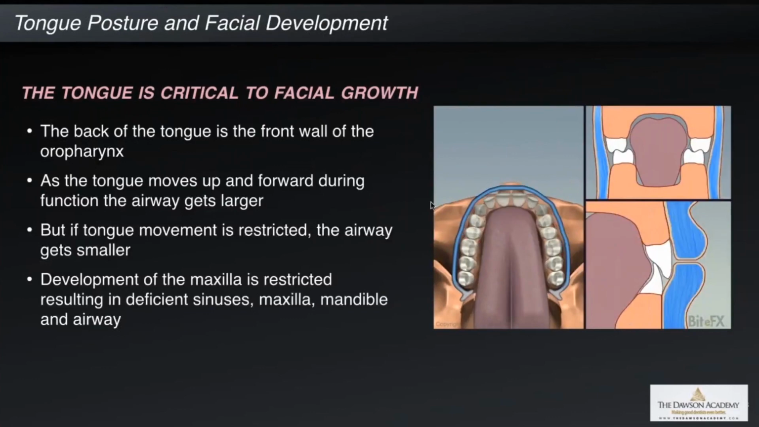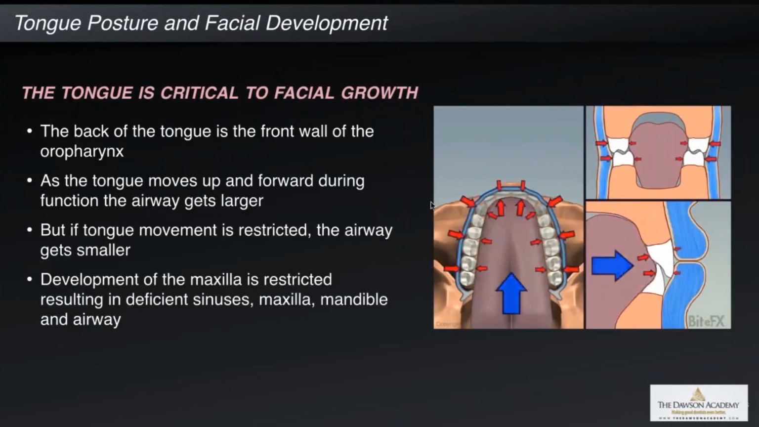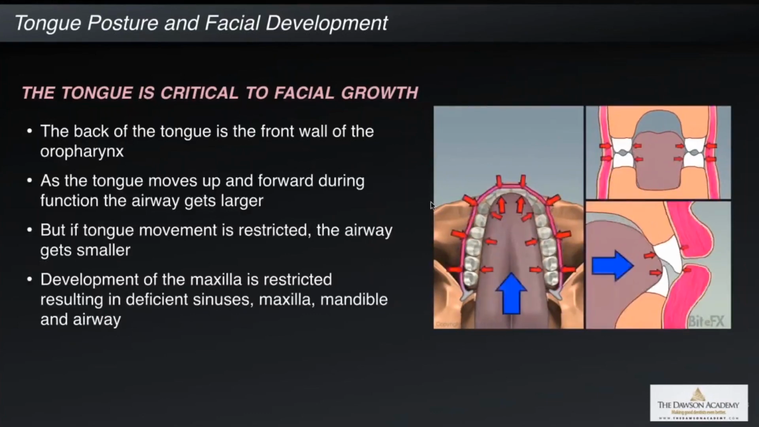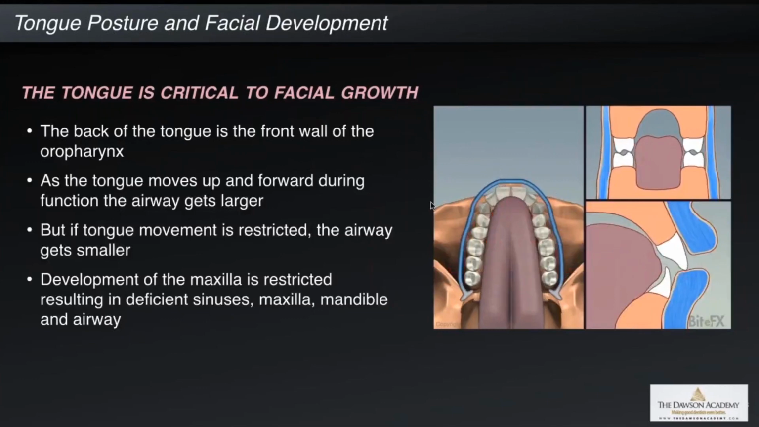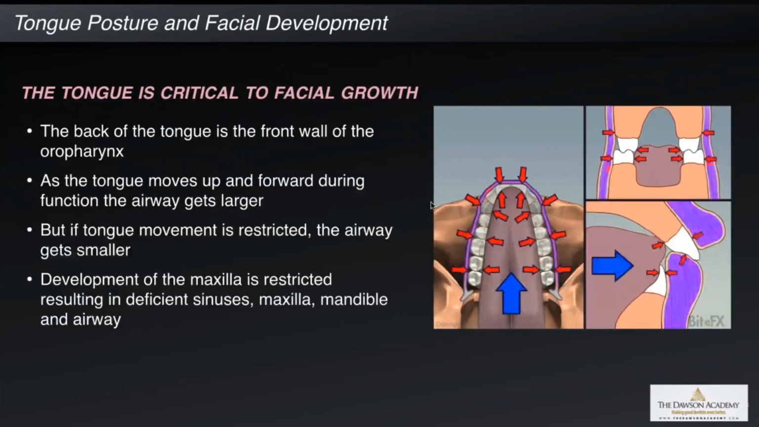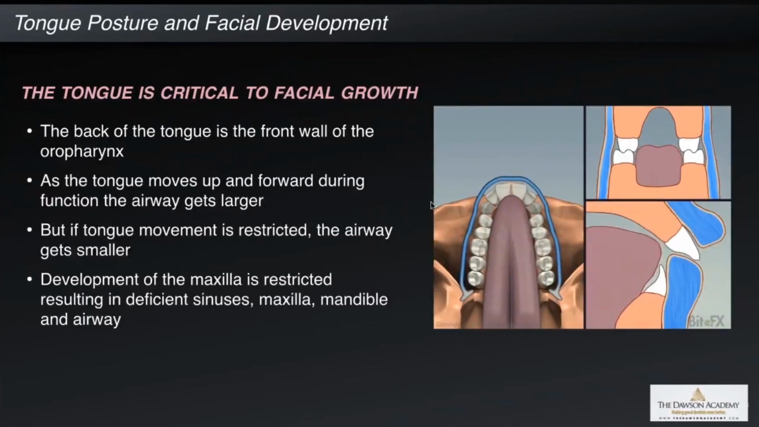So this is from Bite FX, but the tongue stays down. If you look at the upper right one here, the tongue stays down and then comes forward. So the maxilla doesn't go wide, it goes up and forward. You'll start to see malocclusions. So anterior open bite, high palatal vault. As that high palatal vault goes up, imagine what that does to the sinuses.